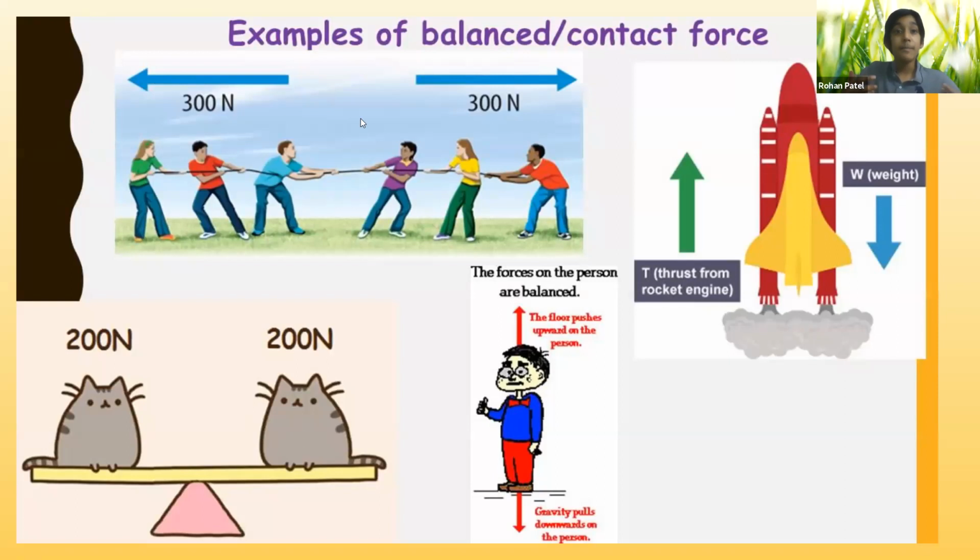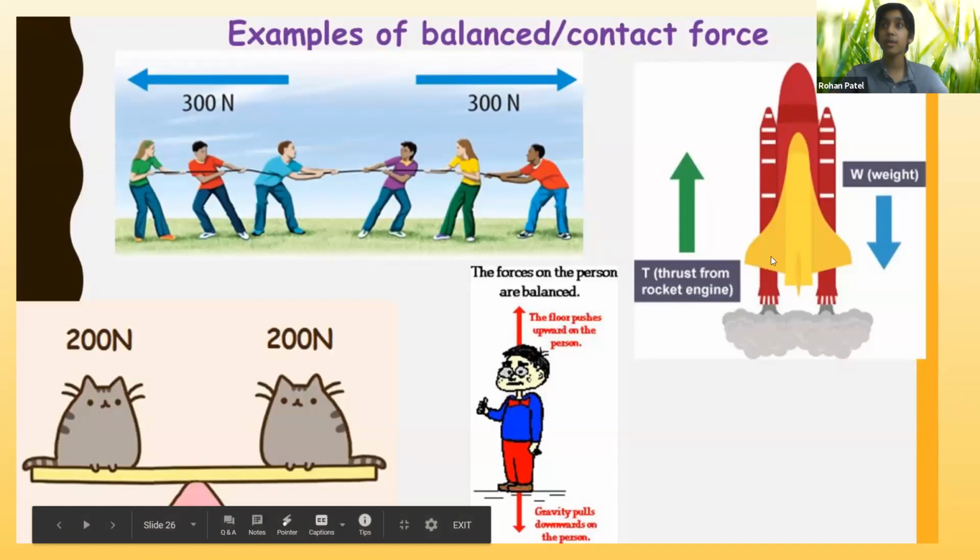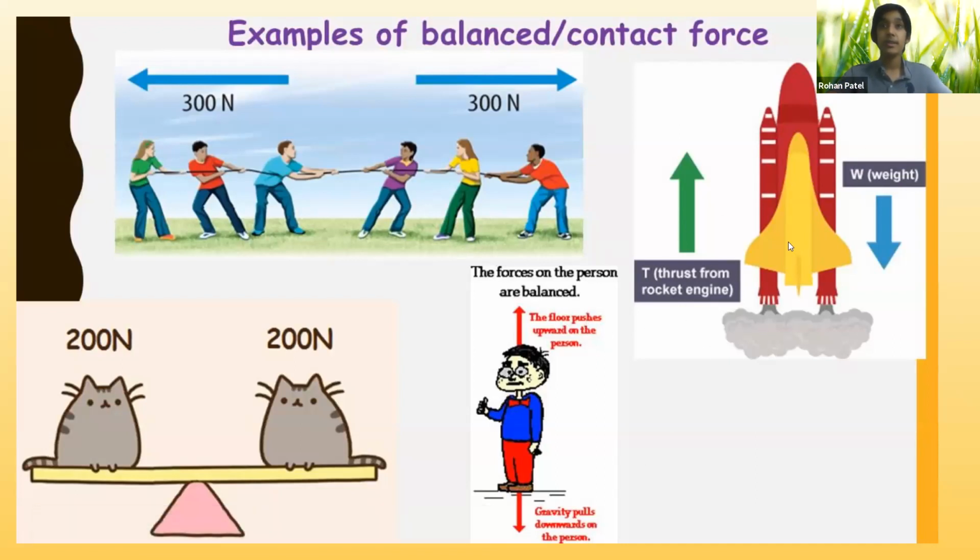Now on a teeter-totter or a seesaw, if two people are pushing with the same force and weigh the same, then of course nothing will happen, as the same force is put, as it is a lever. The forces on the person are balanced. The floor pushes upwards on the person, and gravity pulls him downwards. Exactly the same as thrust and weight.